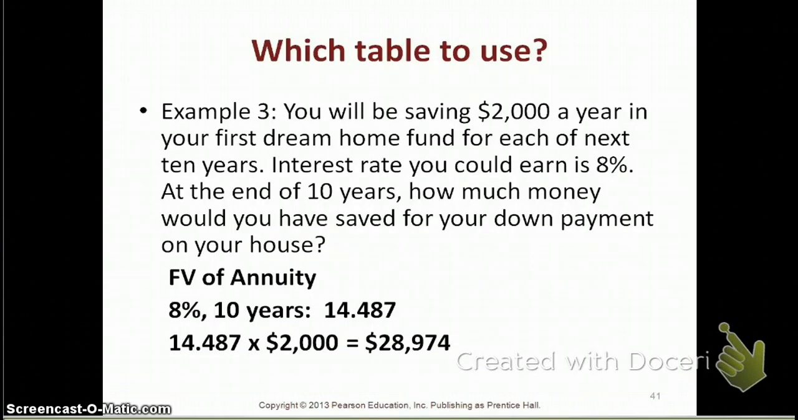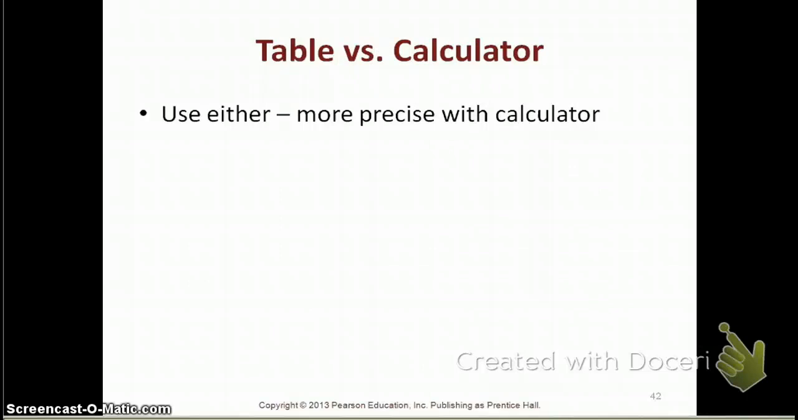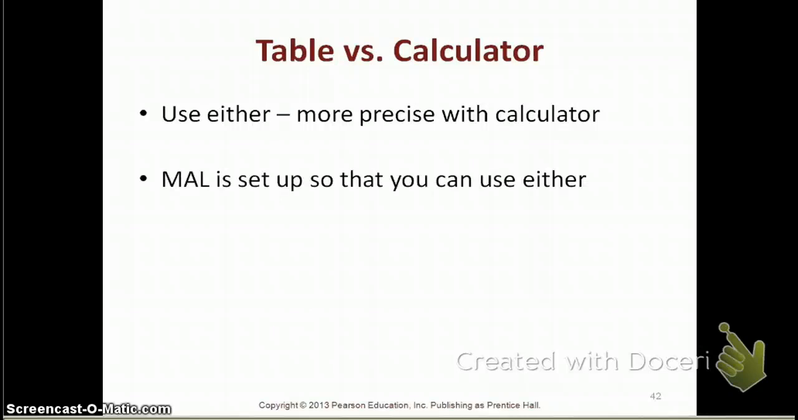Now you take that 14.487 and you multiply that by your principal of $2,000 and you get a future value of 28,974. So the answer is at the end of 10 years you would have saved 28,974 if you save 2,000 a year at 8%. Whenever you're doing future value and present value calculations, you can use either the tables or a calculator that has financial features. My Accounting Lab is set up so that you can use either, and it doesn't matter, it will give you the same answer in My Accounting Lab whenever you do your quizzes and exams.